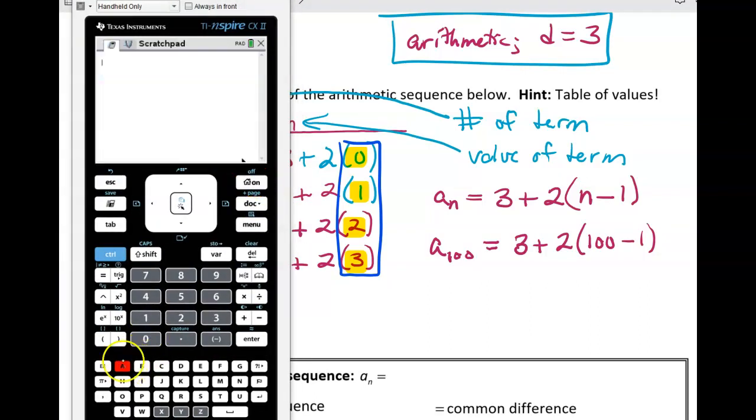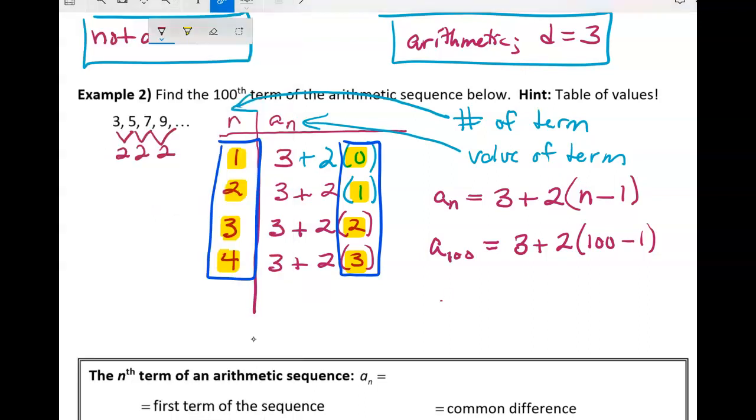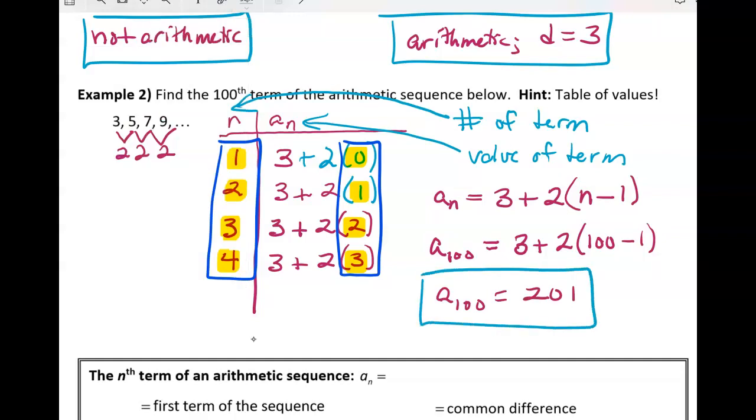So on your calculator, you can add 3 plus 2 times, and we might as well go ahead and do the subtraction in our heads, 99 equals 201. So the 100th term is equal to 201. Thankfully, we didn't need to list 100 terms to find that.